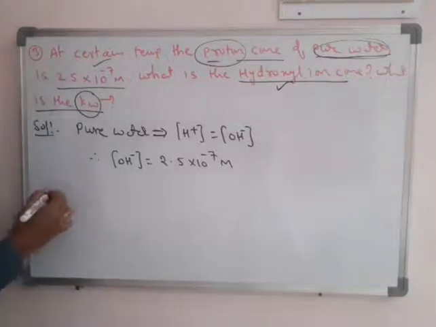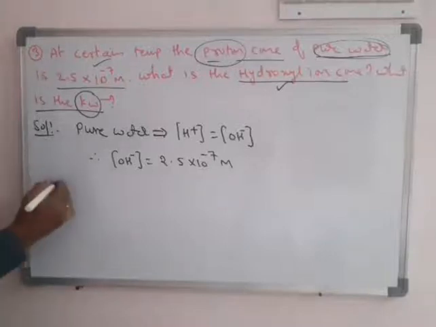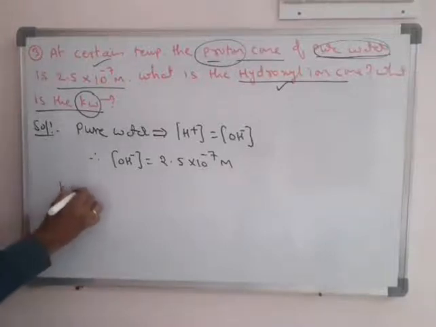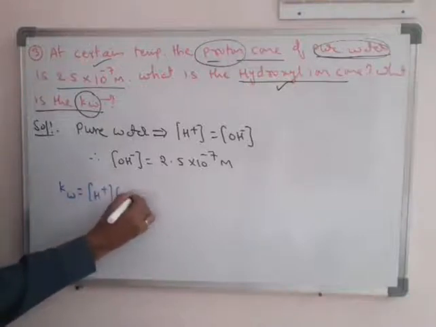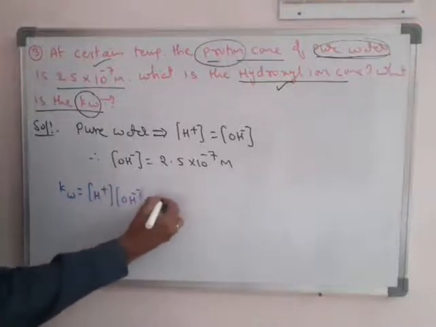Now find the Kw. You know the Kw formula at any temperature. So Kw equal to H plus into OH minus. This is the second part of the problem. What is the H plus?